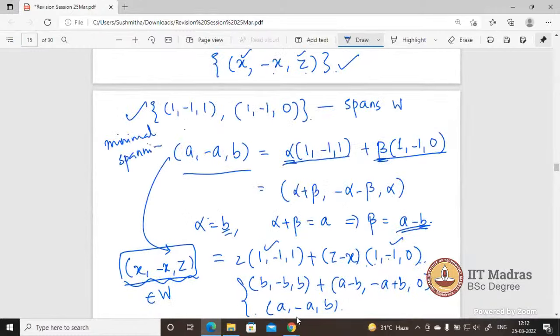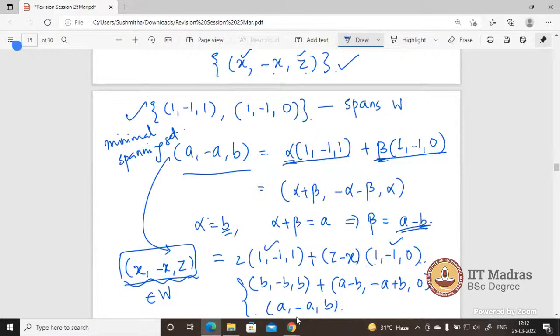If I add any vectors to this set, will it still be a spanning set? Yes, because these two vectors are enough. If I add, I'm just having more; it's a superset. You can take 0, you can take any vector. It will still be a spanning set. Any superset of a spanning set will still remain a spanning set. So is it clear that this is a minimal spanning set?